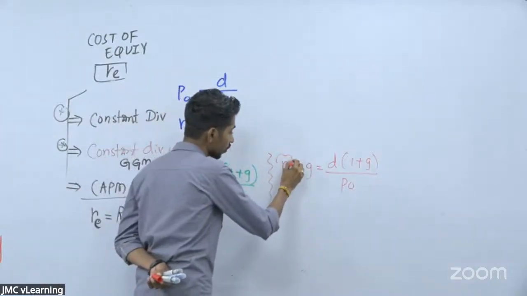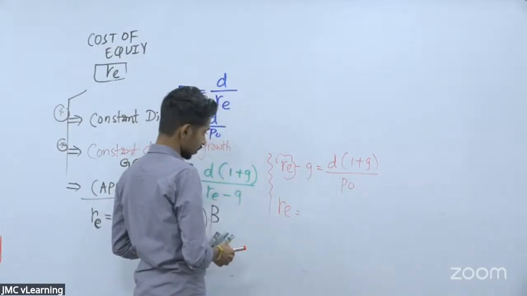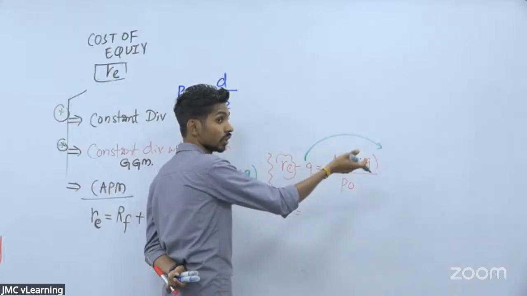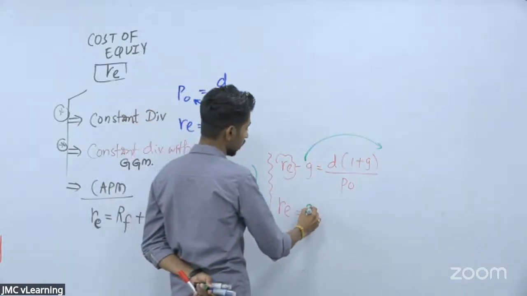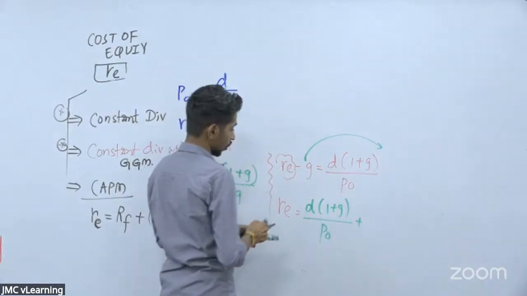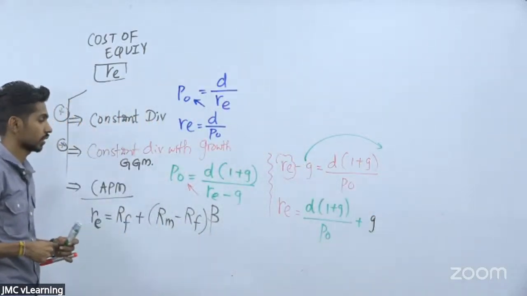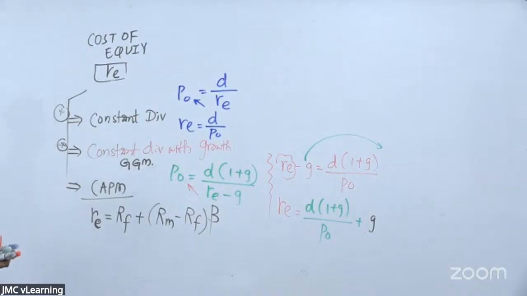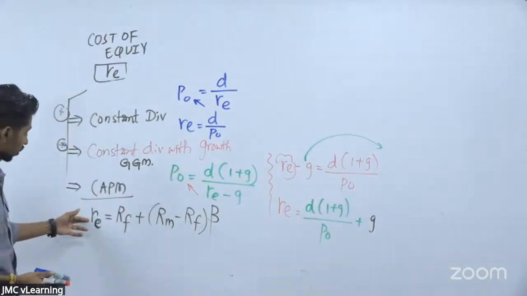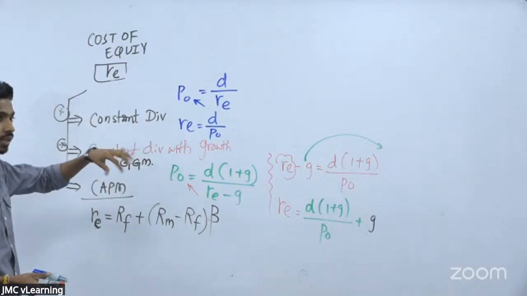But we are going to find out the RE only. Then RE will remain on the left hand side. Then you have to move the growth rate to the other side. Minus growth rate will go to the other side of the equation and become positive. Then RE equals dividend 1 plus G divided by P0, plus growth rate. That is the second technique. I think this will be the short note. In this question, you have to decide which formula you have to use. Based on my experience, I have already informed you CAPM will not be tested. Then these two methods will be mixed up this year and next year likewise.